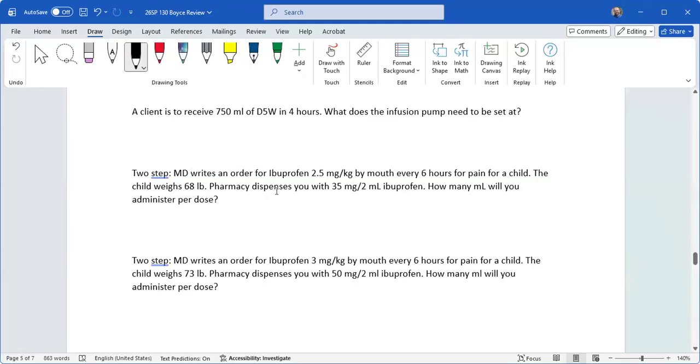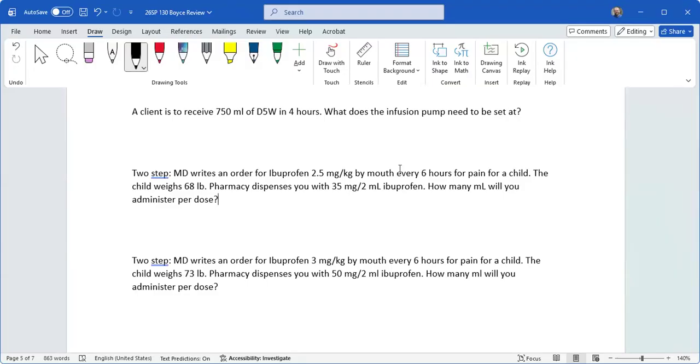All right. So it says the doctor writes an order for ibuprofen, 2.5 milligrams per kilogram by mouth every 6 hours for pain for a child. Child weighs 68 pounds and it's available in 35 milligrams per 2 ml. And then it wants to know how many ml will you administer. So again, it's considered a two-step problem because you need to convert and account for the patient's weight. You'll find that a lot with pediatric based dosages. And then you're just going to solve for ml like you've always done.